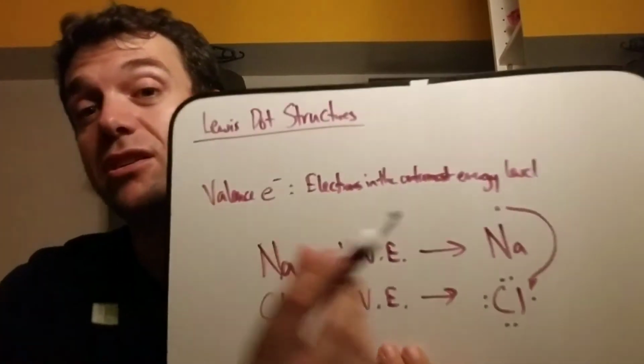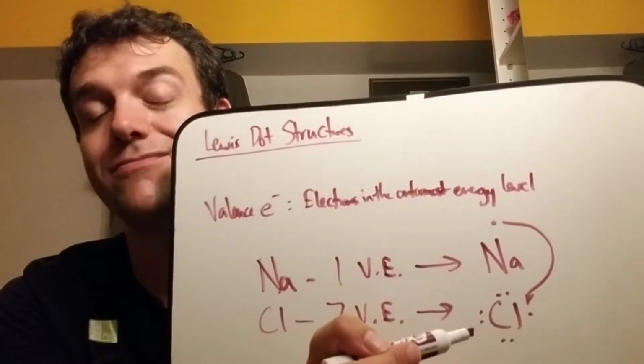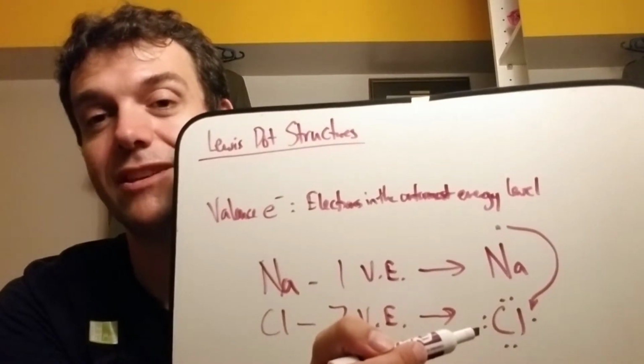Because what happens is sodium wants to get rid of its 1 or gain 7. Chlorine wants to gain 1 or get rid of its 7. It's just less work to deal with the 1 electron rather than 7 electrons. So sodium's lone electron goes right there. Okay? So that's what happens.